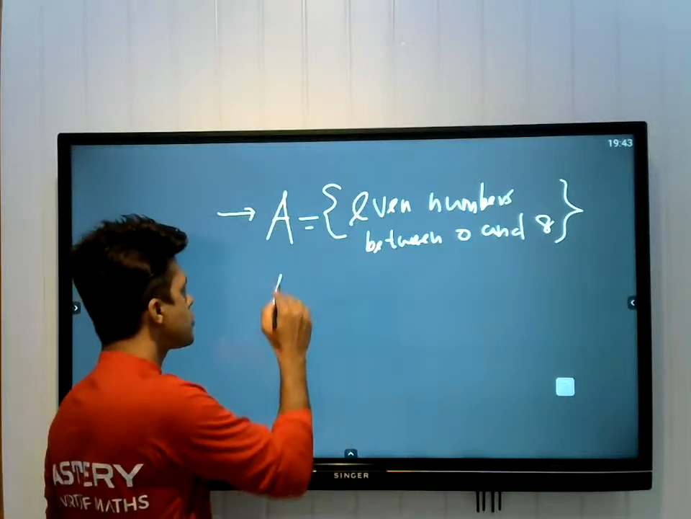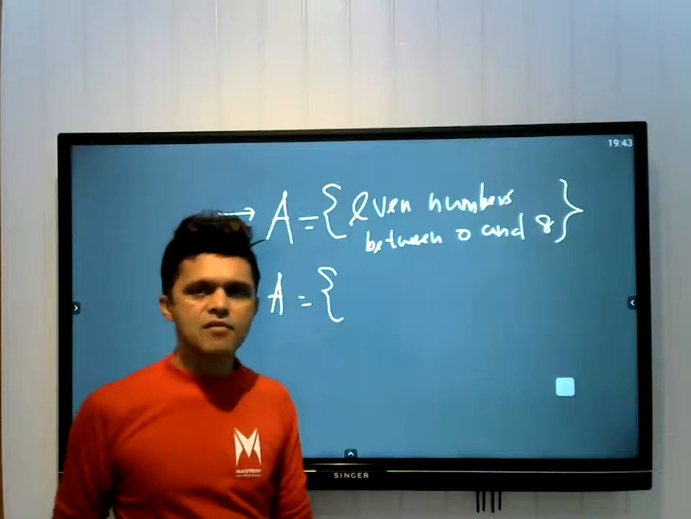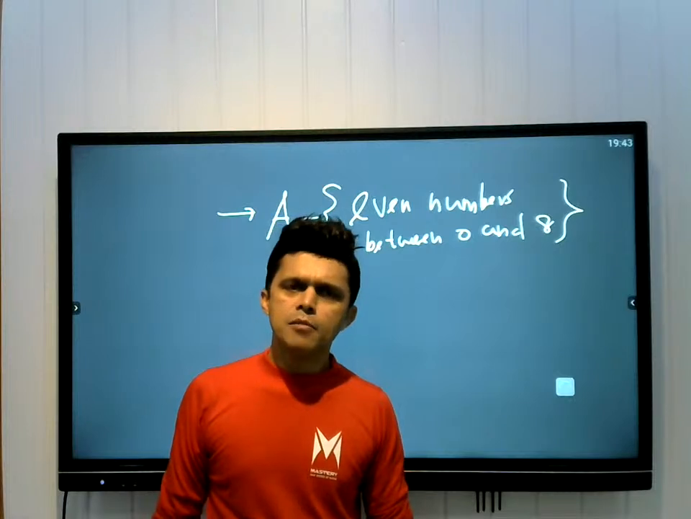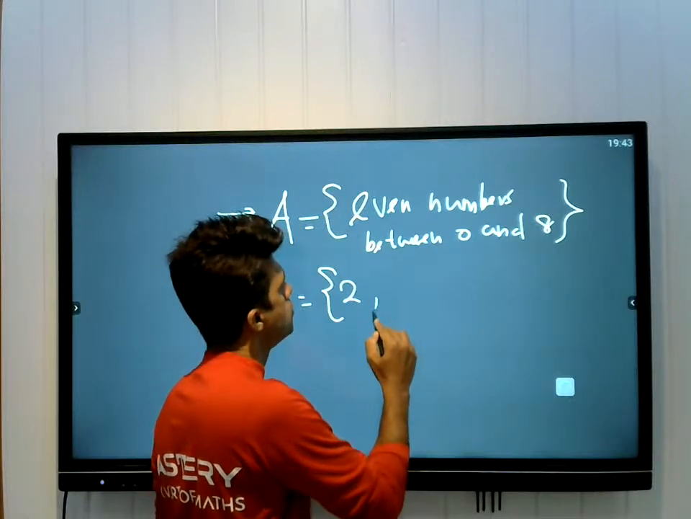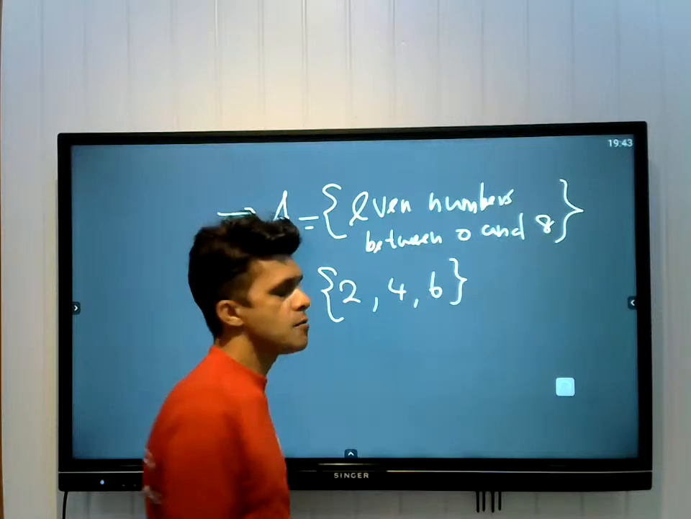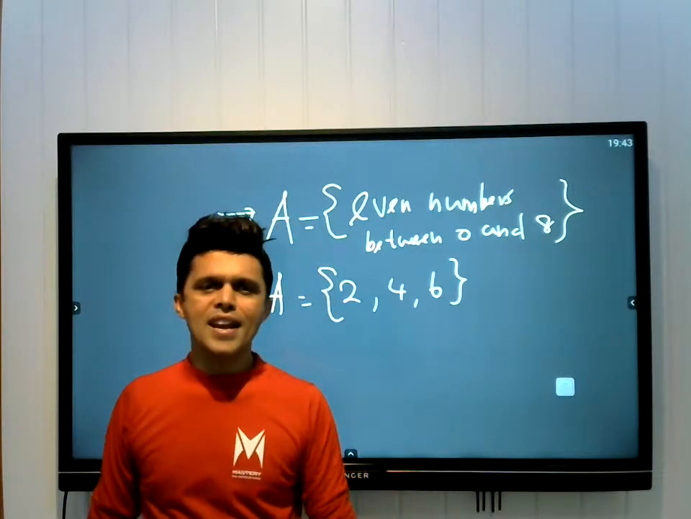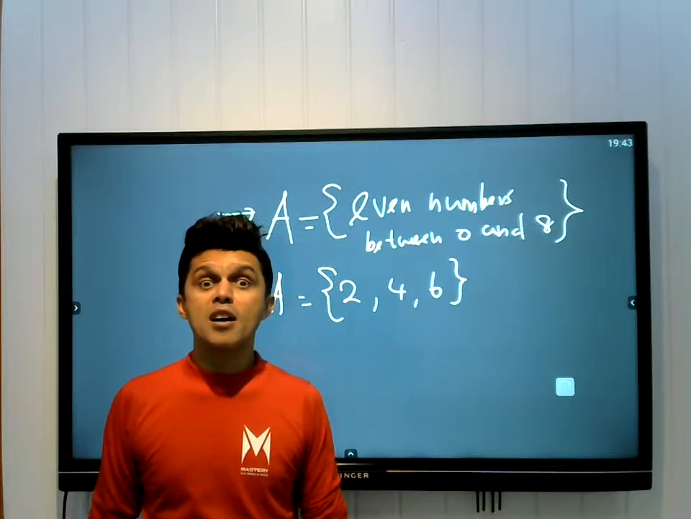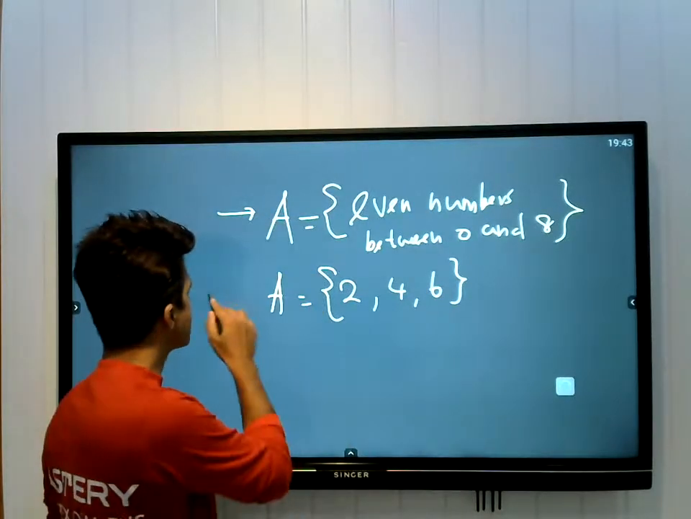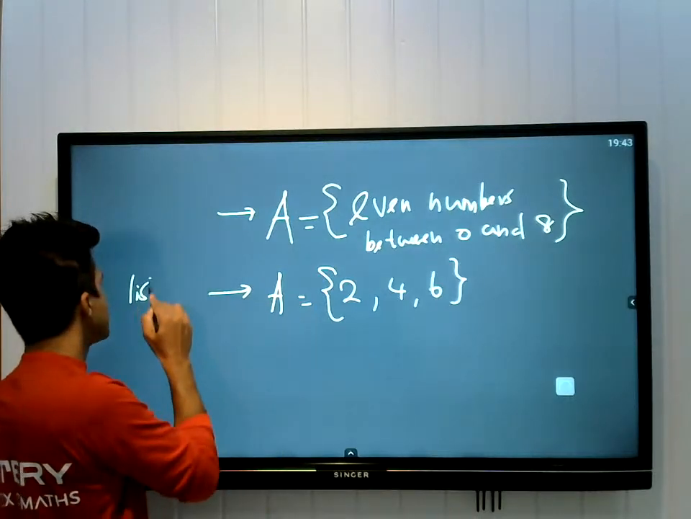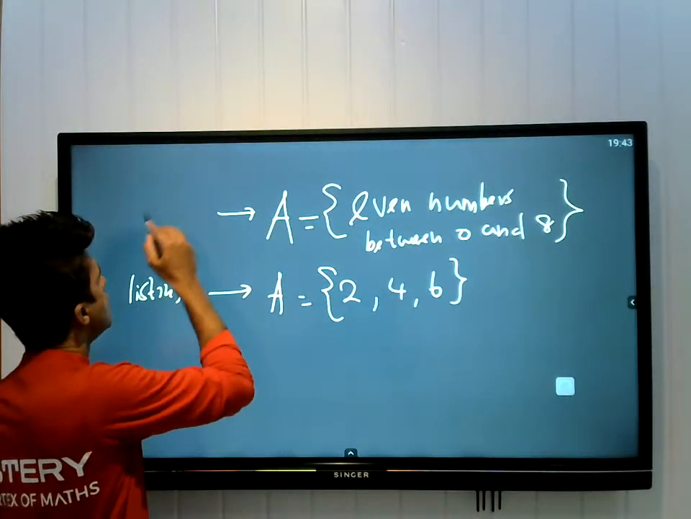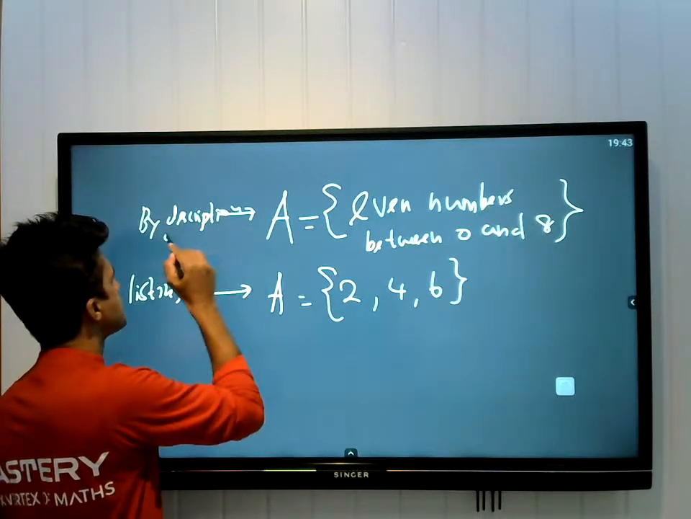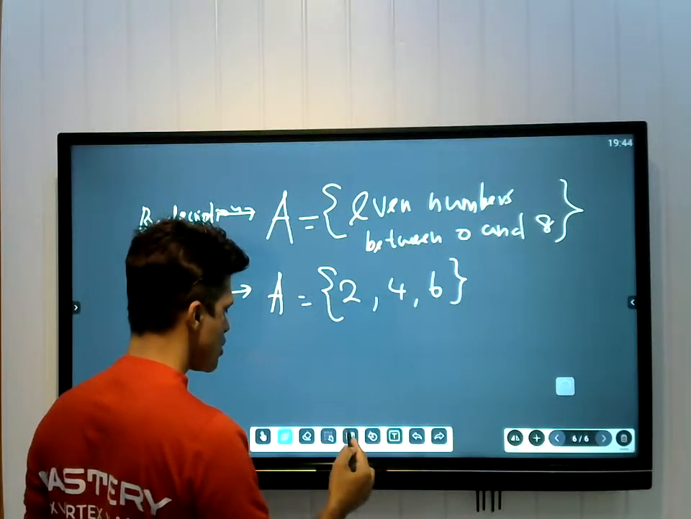When it comes to this one, we could write the elements of the set A, which means you are able to write what the even numbers between 0 and 8 are. They are 2, 4, 6. Because it says between 0 and 8, we do not take 8 here. This way of writing the set is listing, and the other one is description.